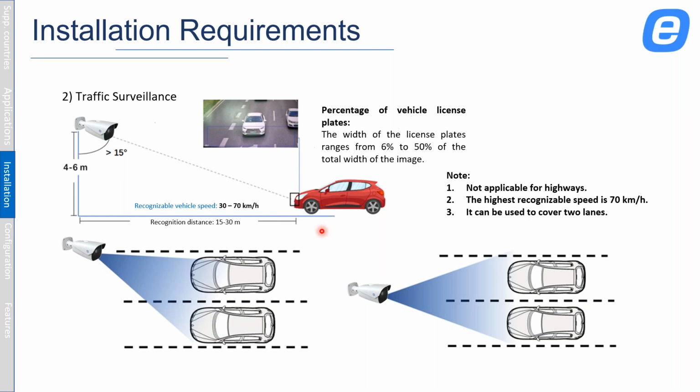The highest recognizable speed is 70 kilometers per hour, like I said, and it can be used to cover 2 lanes. So here on the image below, you can see that there are 2 different installation methods. You can put one on the post beside the highway, one here or one here. It doesn't matter. It'll still capture both lanes. Or you can use it on the post on top of the highway and it'll capture both lanes as well.